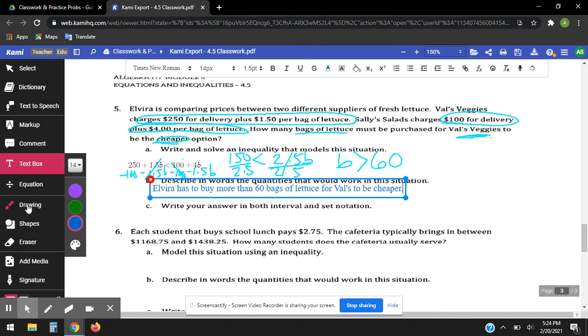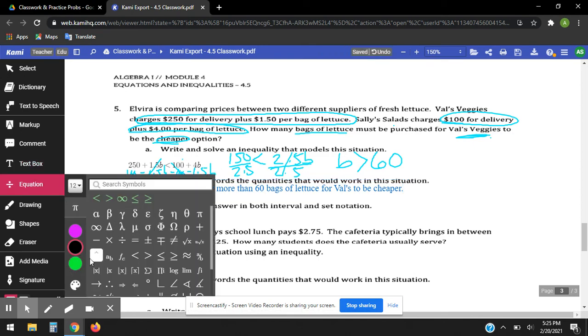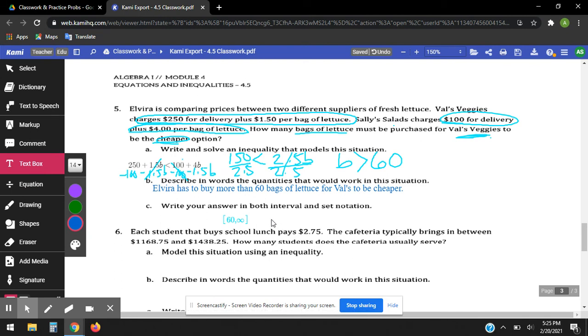Okay, interval and set notation. Let's pull the blue out over here. So interval has to be more than 60. So 60 is our low value. And we're going to infinity for that. Set notation. I'm actually going to do this one with my text box. So set notation, our variable is B. B has to be greater than 60 for that to work.